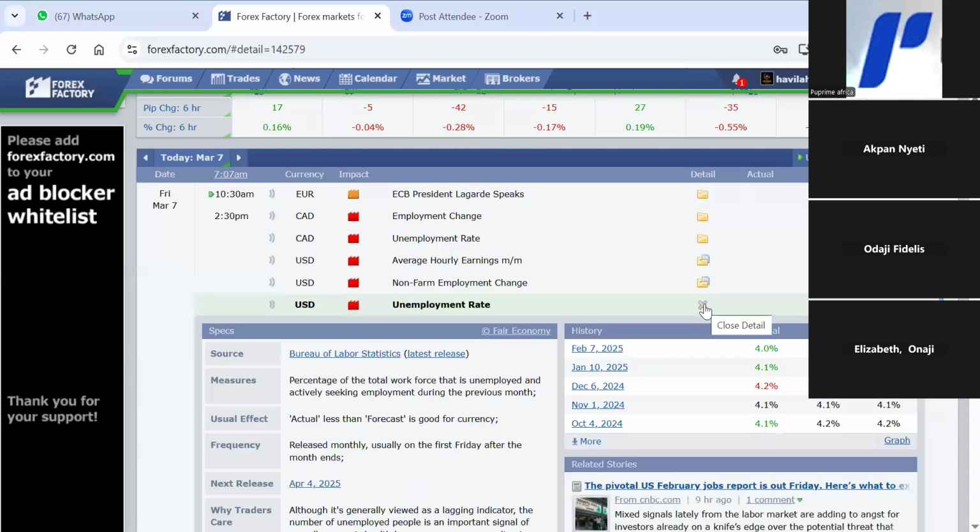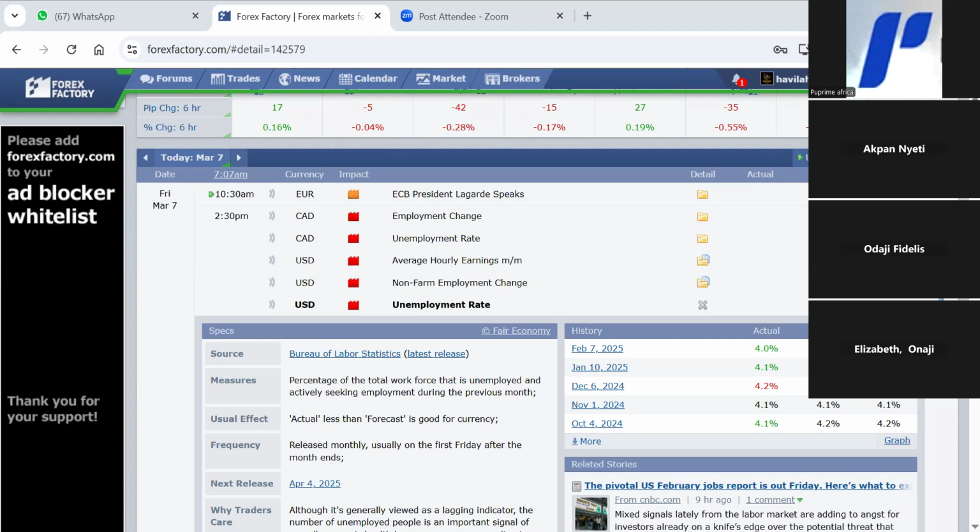And for the unemployment rate, this is the percentage of the total workforce that is unemployed and actively seeking employment during the previous month. So this data captures those who didn't have a job and are looking for employment. Probably they dropped their CV somewhere, they are going online, searching on websites, on Google, on many other job portals, actively looking for employment. So for this data, actual less than forecast is usually good for the currency.